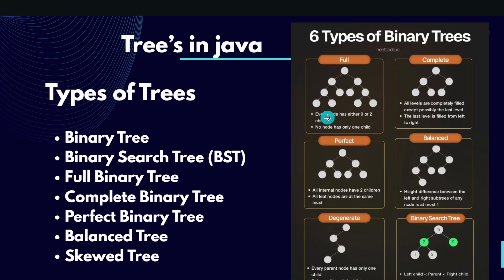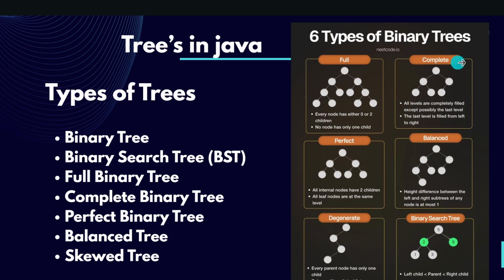Every node has either 0 or 2 children, or you can say no node has only one child. That is known as a full binary tree. You can see that every node has 0 or 2 children. This parent has 2 children. This parent has 2 children. This one has 0 children. You can see it is following this rule. And this child has 0 children, so this is accepted. This node accepts 2 children or no children.